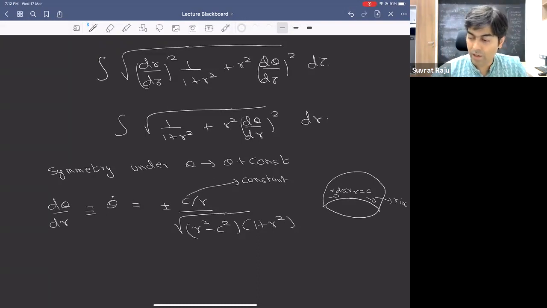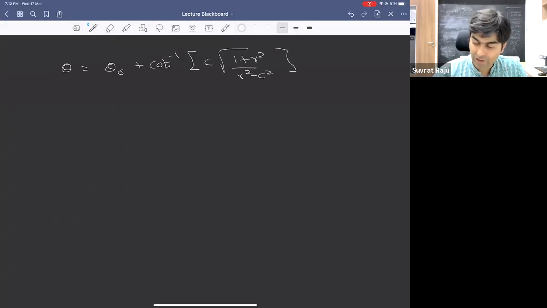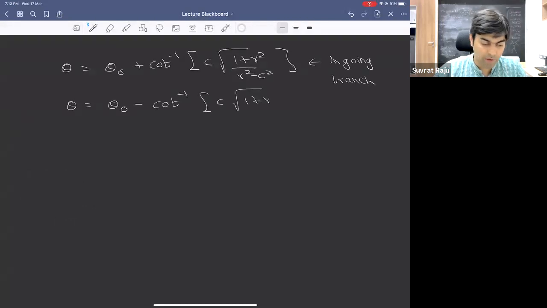Okay, so I can integrate, of course, this d theta by dr. And if I do the integral, I will find that theta is theta naught plus cot inverse of c into the square root of 1 plus r squared by r squared minus c squared. This is along what we can call the ingoing branch, which is valid as r decreases from r equal to infinity to r equal to c. And then theta is theta naught minus cot inverse of c into the square root of 1 plus r squared by r squared minus c squared, and this is true along the return branch. So I've written theta as some piecewise function. In fact, theta is continuous. It's not really a piecewise function, but I've just written it because we chose these different signs for d theta by dr, and all of this together gives you the curve that we are looking at.